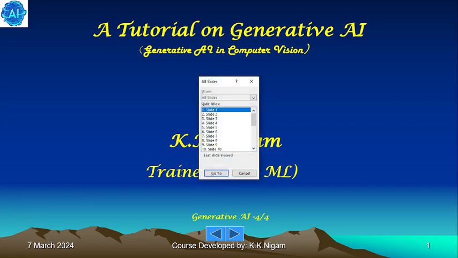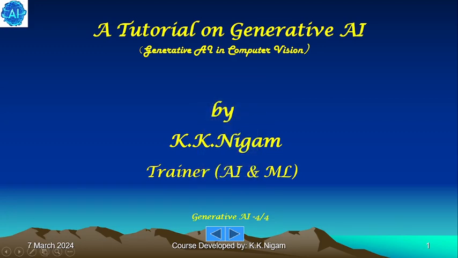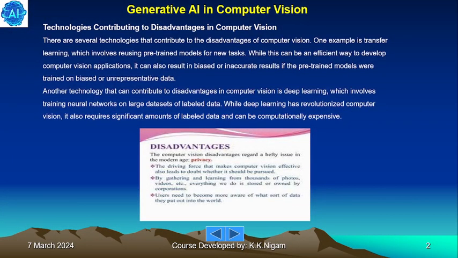Okay, so this is the fourth and last part of generative AI in computer vision. Technologies contributing to disadvantages in computer vision. There are several technologies that contribute to the disadvantages of computer vision.